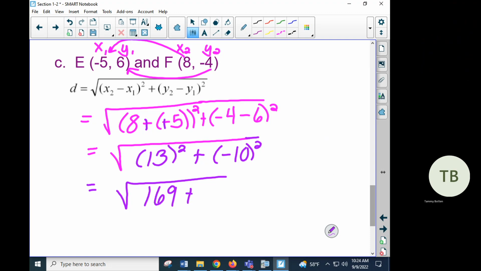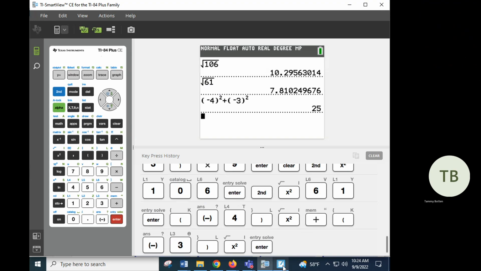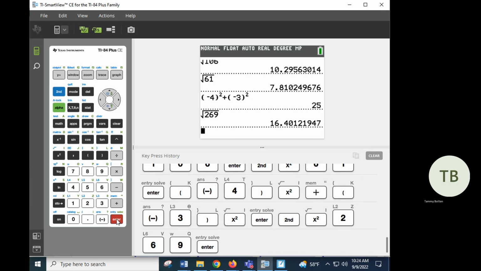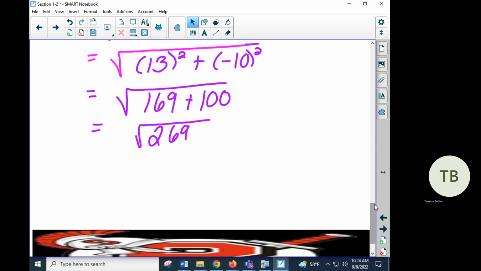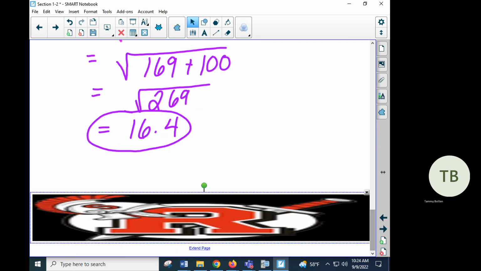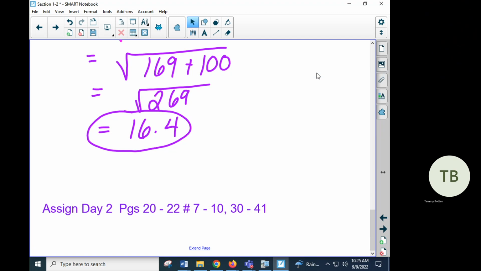13 squared is 169. A negative 10 squared is what? 100, a positive 100. And then this is going to be 269. And the square root of 269 is 16.4. So do you guys feel okay about how to do these? And you only have to do one of the ways. So you kind of choose. If you're going to use Pythagorean theorem, you're going to want to come up here and grab a piece of this wrap. So your assignment then for today is this.